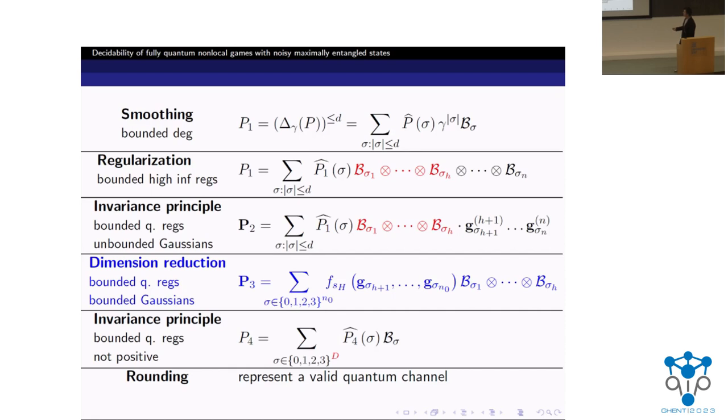And then we reduce the number of Gaussian variables. Note that in the invariance principle step, the number of Gaussian variables is unbounded. In this step, we reduce the number of Gaussian variables to be independent of n.